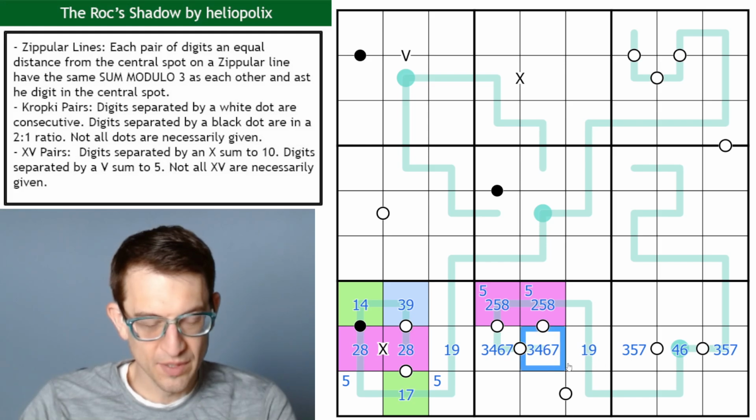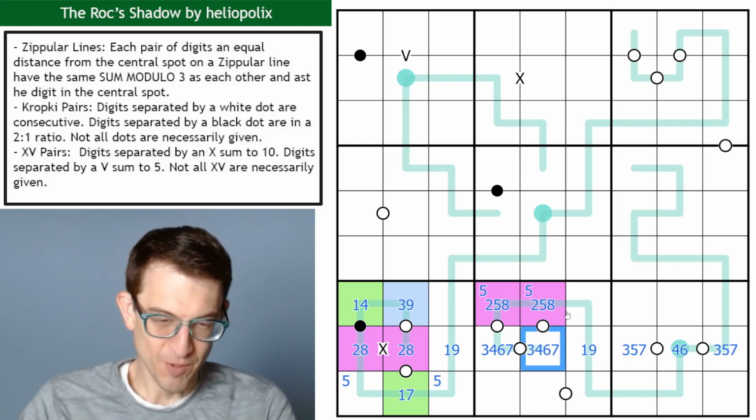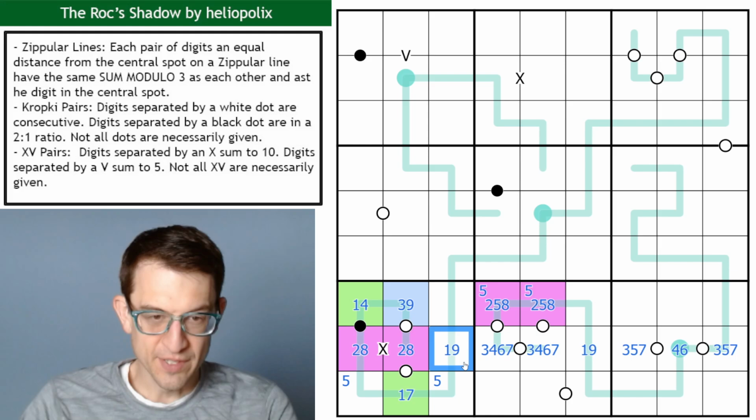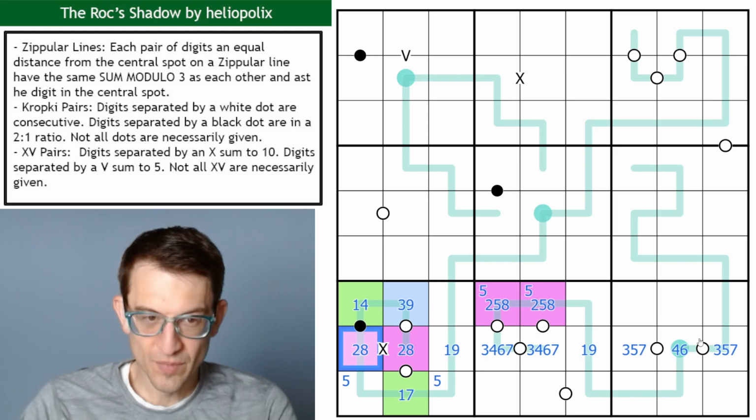So what am I missing? One of these is a 5. This is 9. We get 9, 3, 2, 1, 4, 8. Perfectly reasonable.